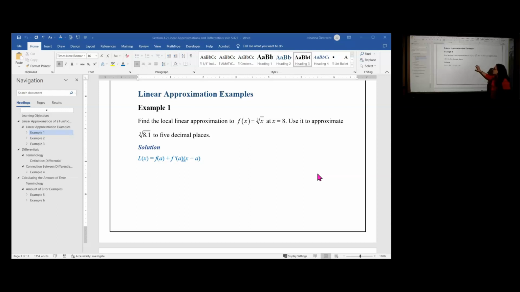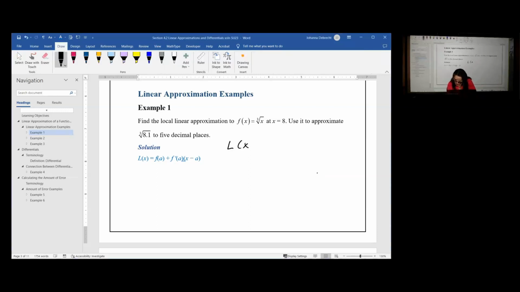So now let's go ahead and use this equation to estimate the value of the cube root of 8.1 to 5 decimal places. I'm going to use a as 8. This means that L of x is equal to the function value at 8 plus the derivative evaluated at 8 times the x value minus 8. What is the function value at 8? Well, we said the cube root of 8 is equal to 2. That will replace this first term.